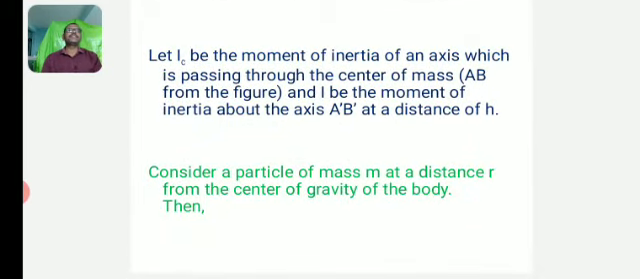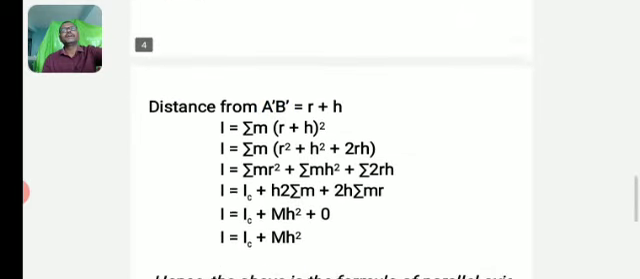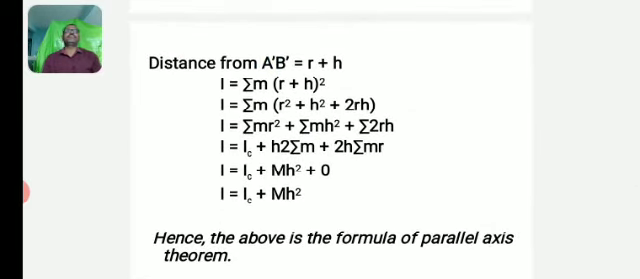Let IC be the moment of inertia about the axis passing through the center of mass AB from the figure, and I be the moment of inertia about the axis A dash B dash at a distance of H. Consider a particle of mass m at a distance R from the center of gravity of the body. Then the distance from A dash B dash is equal to R plus H, that means the distance of the particle from the axis of rotation. I is equal to sigma m into R plus H whole square.